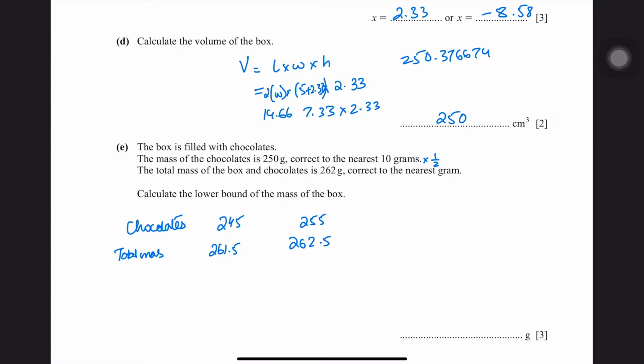I want the lower bound of the mass of the box, which means that I want the box to be as low as possible. So what I'm going to do is take these two values and subtract them. I want the chocolates to be as heavy as possible, and the total should be as small as possible for me to find the lowest possible mass of the box. So I get 6.5.